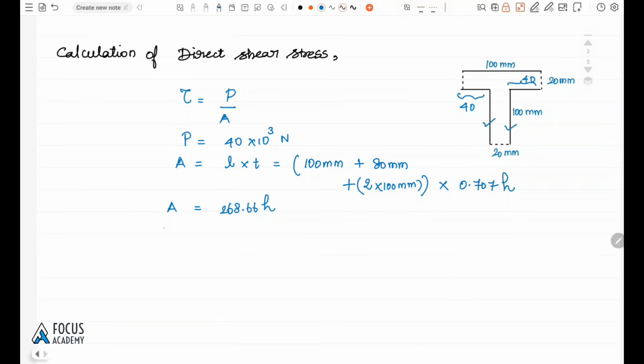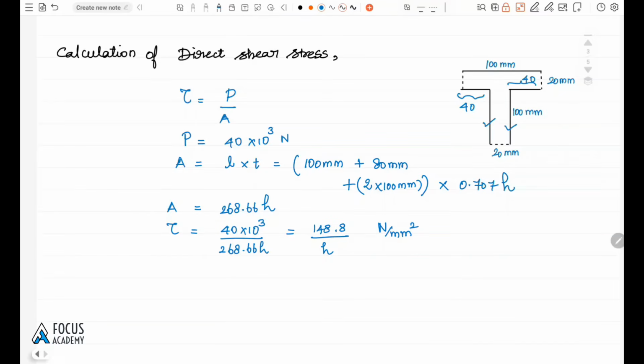And the direct shear stress, tau, is equal to load value 40 into 10 power 3 and area value 268.66 height. So we can calculate that the final value will be 148.8 divided by height. The unit of shear stress is Newton per millimeter square. That's it. So we can leave the stress in terms of height.